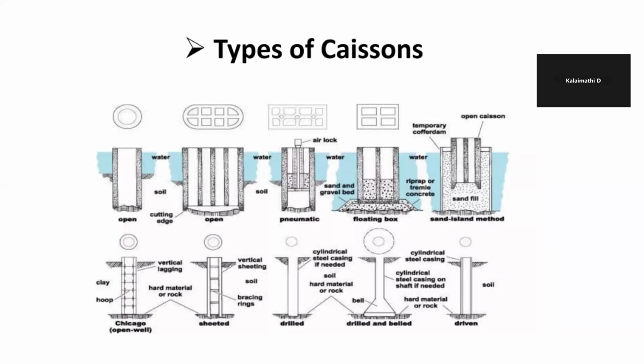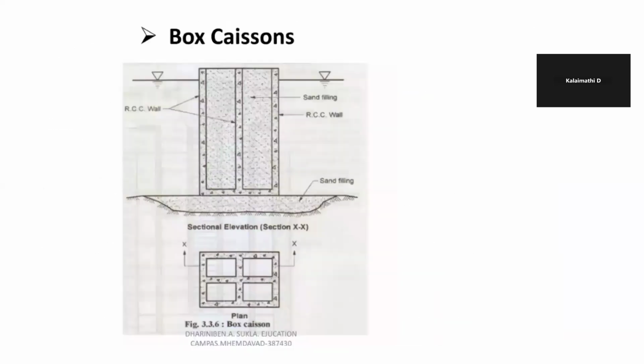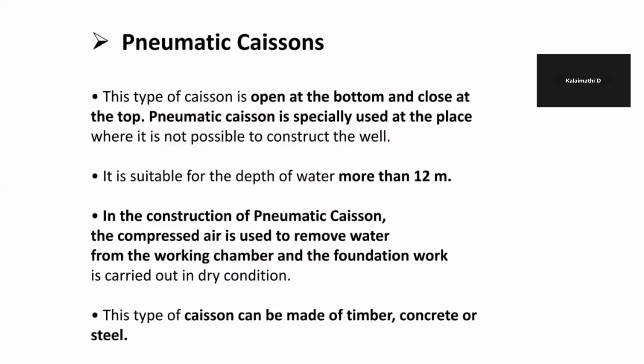And then pneumatic caisson foundation: it is closed at the head and open at the bottom. It is specially used at places where it is not possible to construct the well. It is usually suitable for a water depth of more than 12 meters. In the construction of pneumatic caisson, compressed air is used to remove the water from the working chamber. So what is the working chamber? It is the place that is open at the bottom. That portion is called the working chamber.